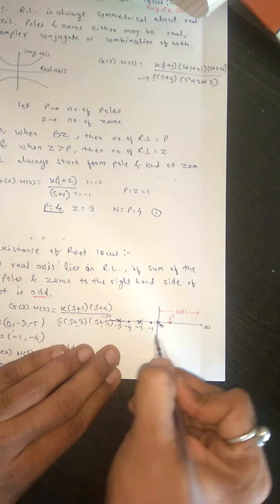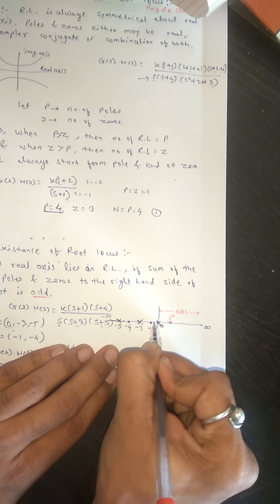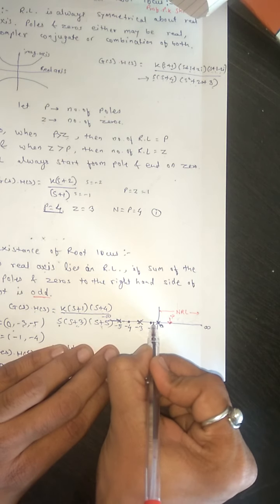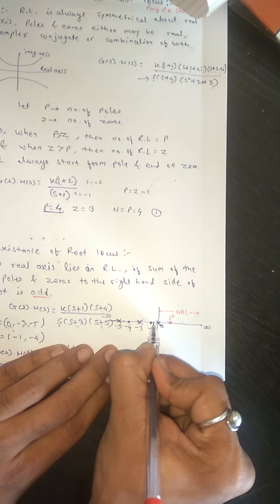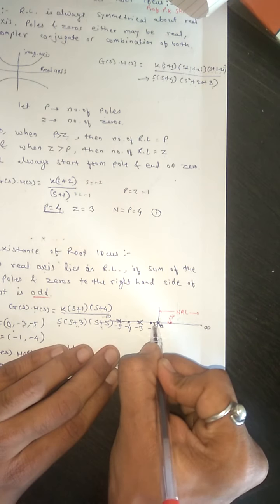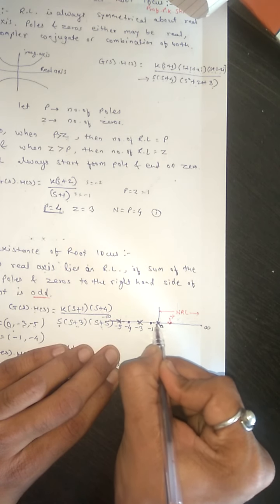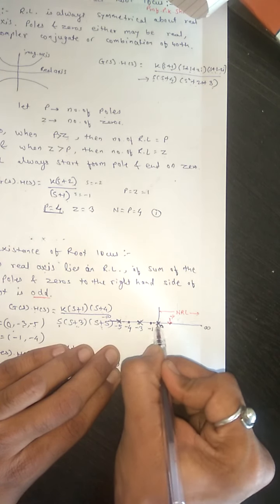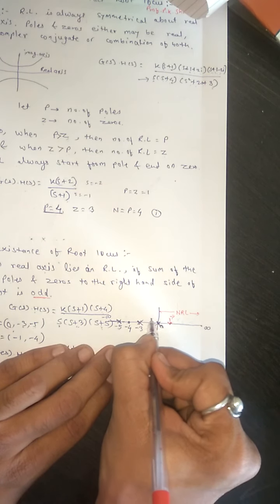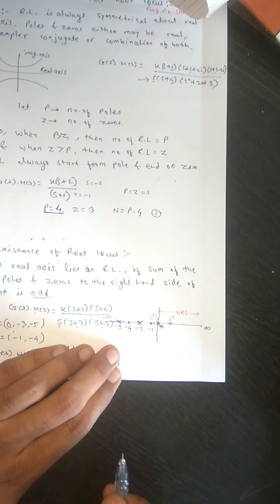Okay, now next one is the 0 to minus 1 region. Again, put your point anywhere in this region, suppose here, and on the right hand side check the number of poles and zeros on the real axis. On the right hand side of this point there is one pole. One is an odd figure, that means this region 0 to minus 1 is a root locus region.